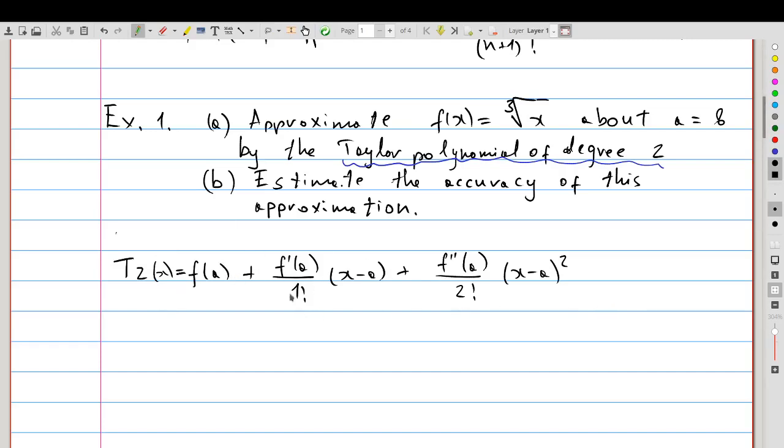We will need the values of f and its first two derivatives at the point A. A equals 8, so we may just as well replace the A's everywhere in this polynomial with 8. So let's go ahead and do that. So I have 8, 8, 8, 8, and 8 here. Great. So let us evaluate derivatives of f first.